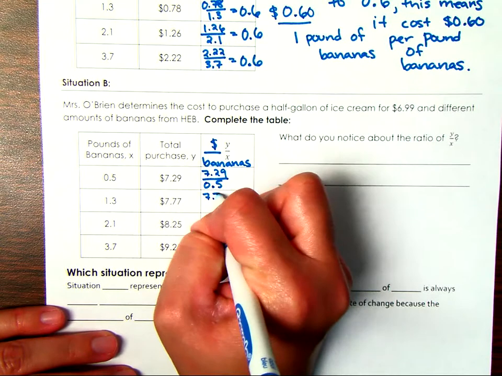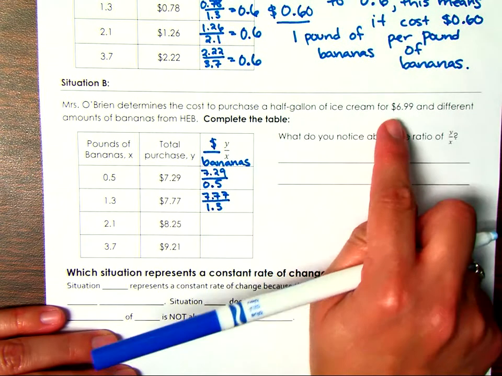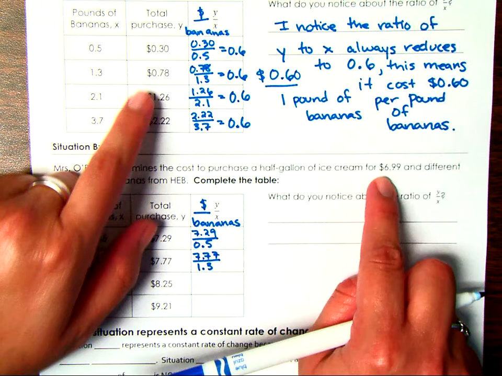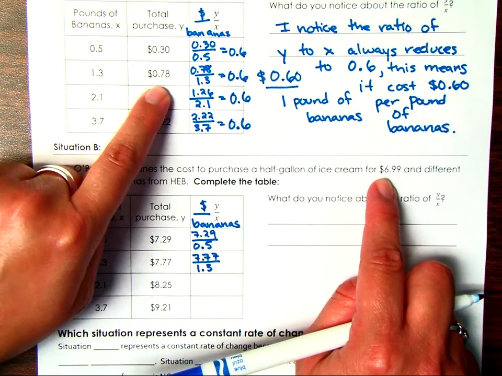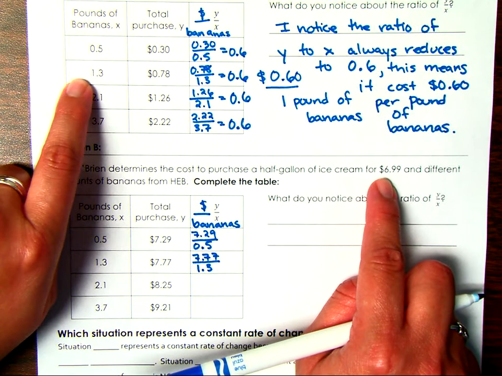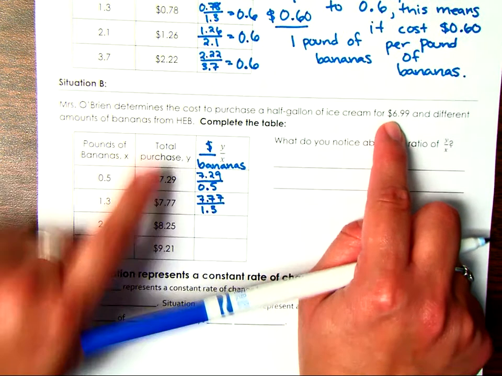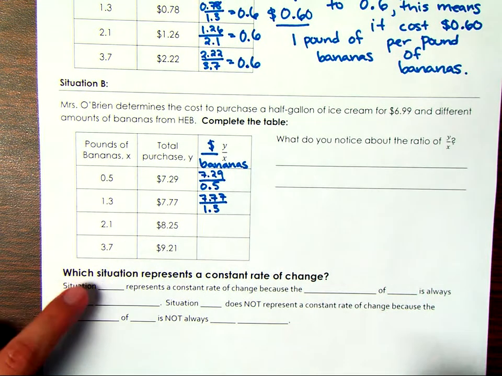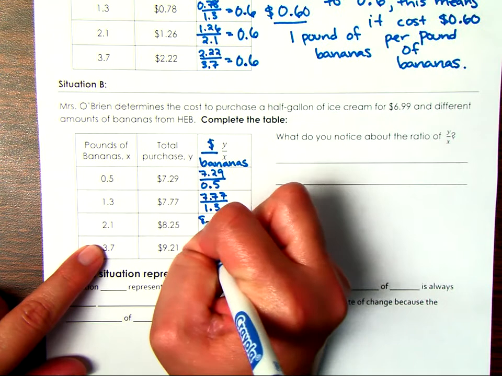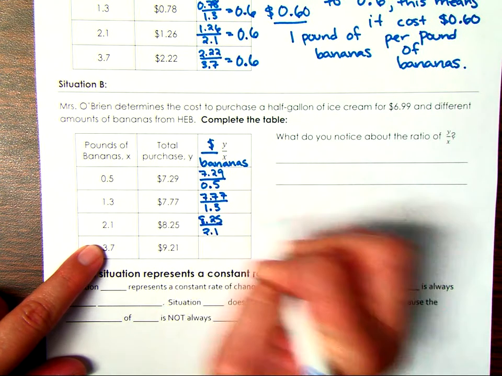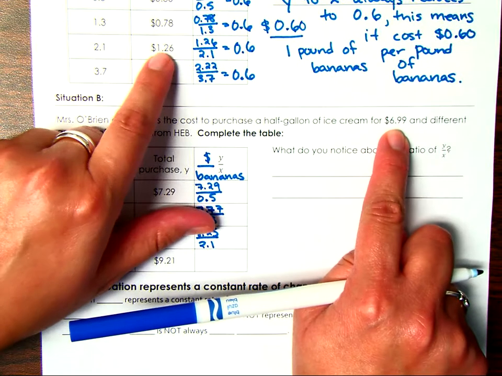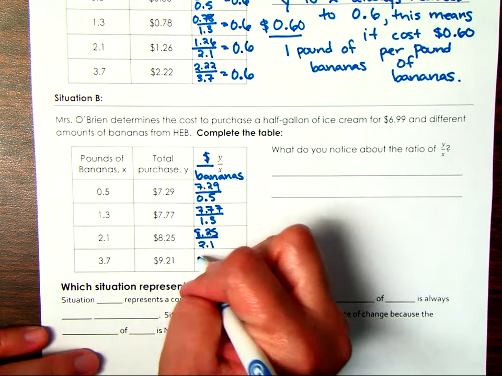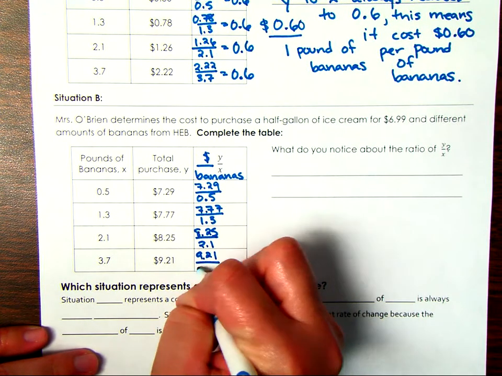$7.77 for 1 3/10. And again, if you think about it, $6.99 for the half gallon of ice cream, plus that 78 cents, because this is how much it was for 1 3/10, you would add those two together to get to this $7.77. That's where they're coming up with that number. Okay, so now we have $8.25 for 2 1/10, and here again, $6.99 plus 1.26 is going to get you to that $8.25. Then $9.21 for every 3 7/10.